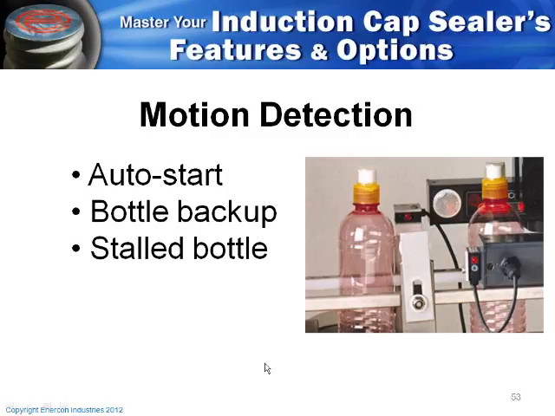Stalled bottle detection even adds a bit more protection in your line. One problem you want to avoid at all costs is having bottles stop under your sealer. Stalled bottle detection provides the ability to know that a bottle has stopped under your sealer. The machine will shut down and provide an alert that the system is no longer running.